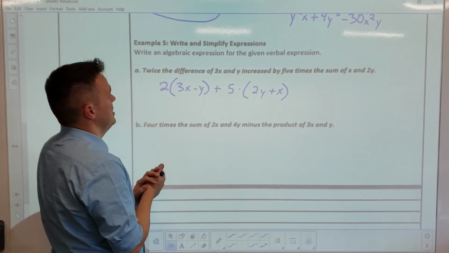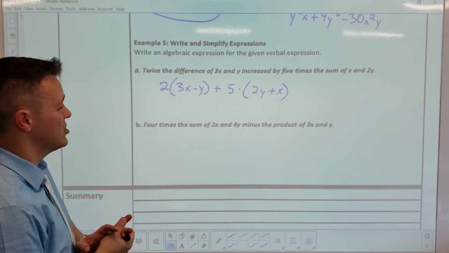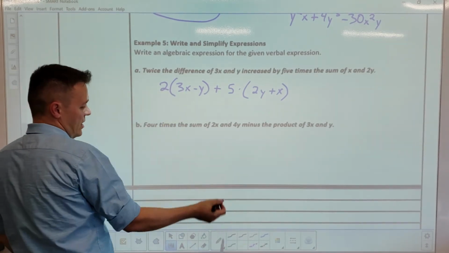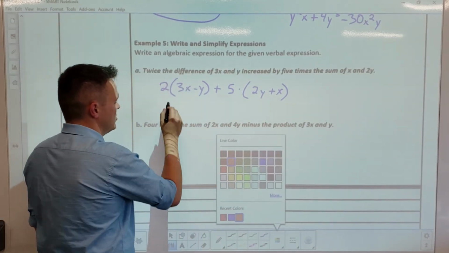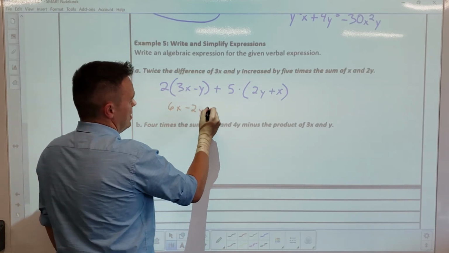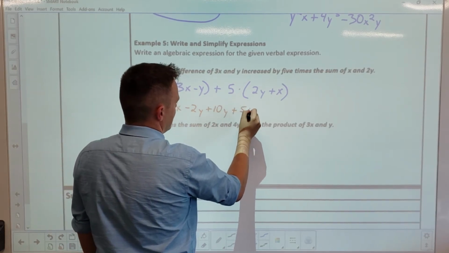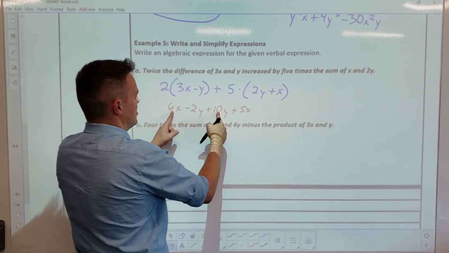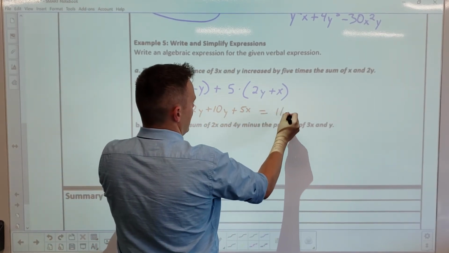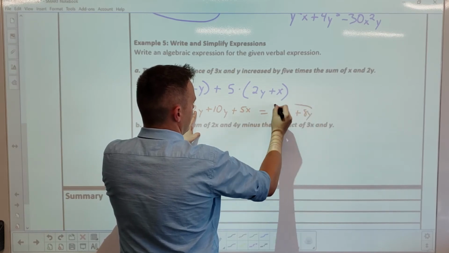Now you basically rewrite it. There's write an algebraic expression. I don't want you to solve it at this point. If I asked you to, you could. Okay. So I can solve it out real quick if I wanted to. It should be multiplying. So this would be 6x minus 2y plus 10y plus 5x. Combine like terms. So this would be 5 and 6 is 11x. And then this is going to be plus 8y.